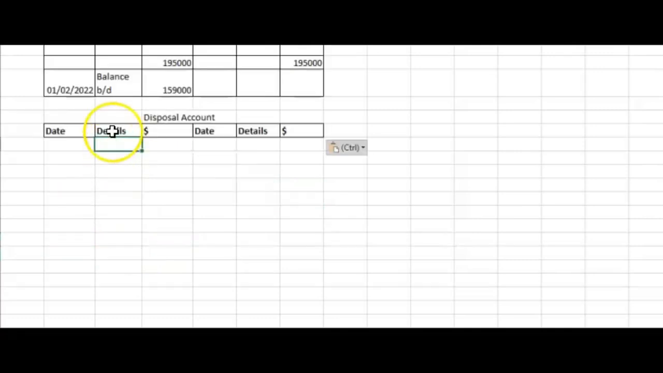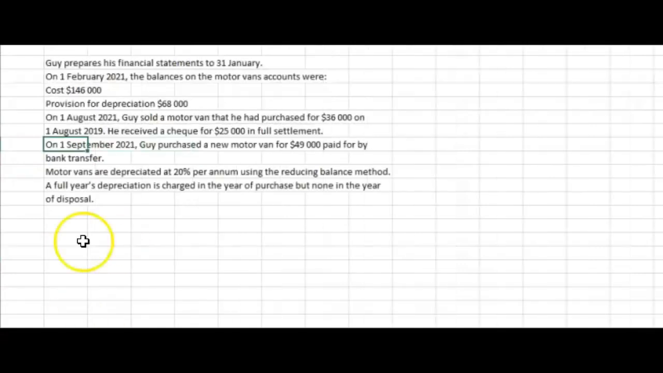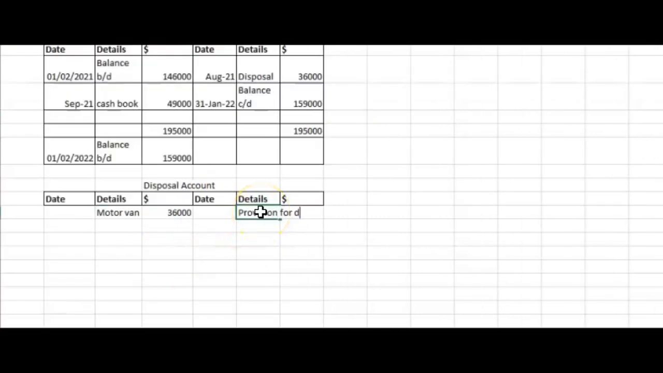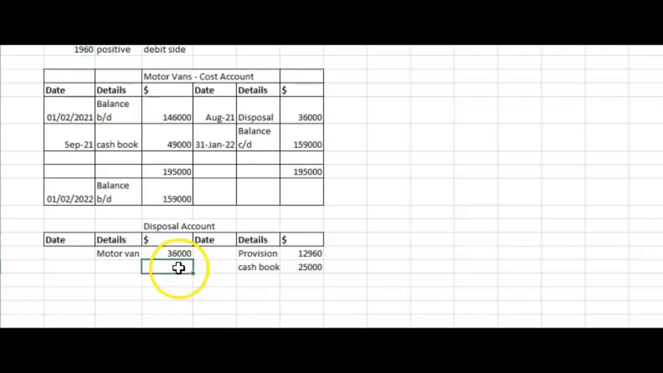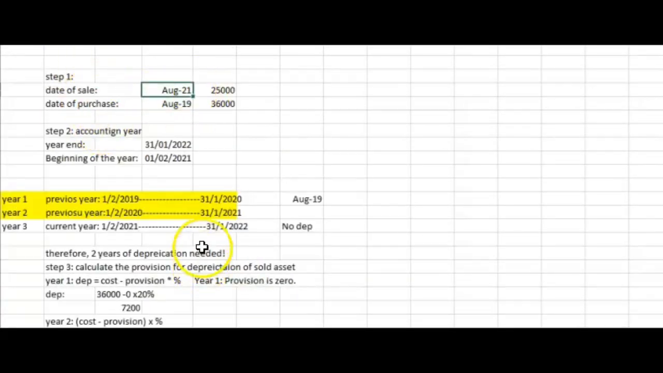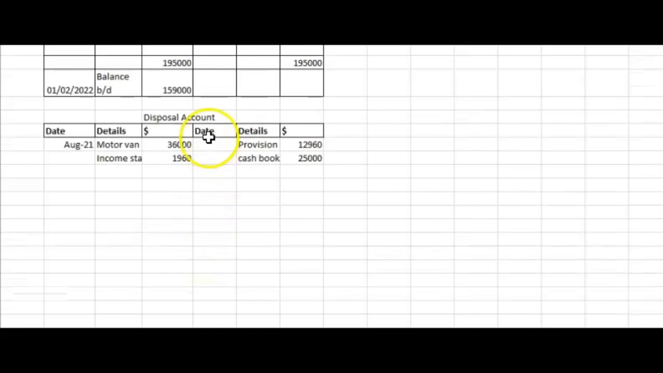We then prepare the disposal account. Start with the cost of the asset disposed of, which is the motor van worth $36,000. Then write the provision from step 3 on the credit side, along with the money received from the sale as cash book. In step 5, we got a profit, so we put the $1,960 on the debit side as income statement. Put the dates and cost provision from step 3, and cash book will have the date of sale, which is August 2021. The date on the income statement will be the year end, which is January 2022.